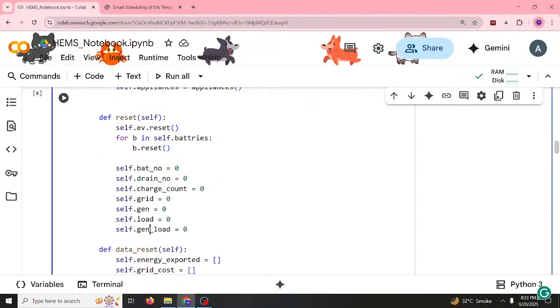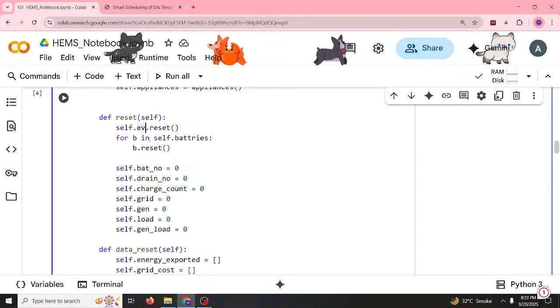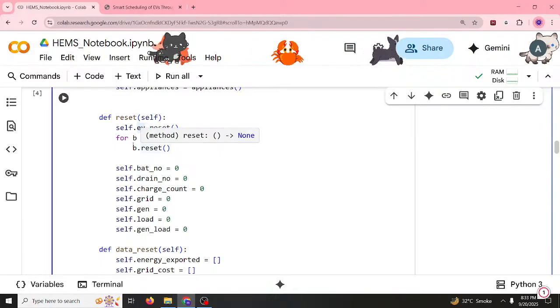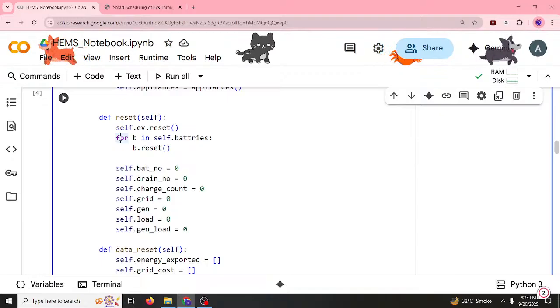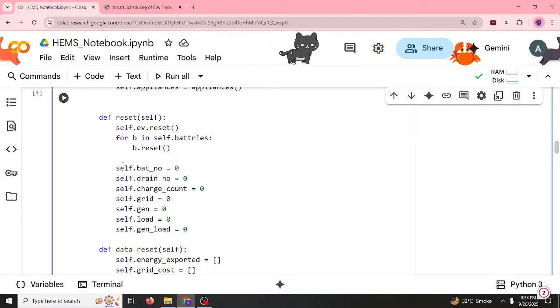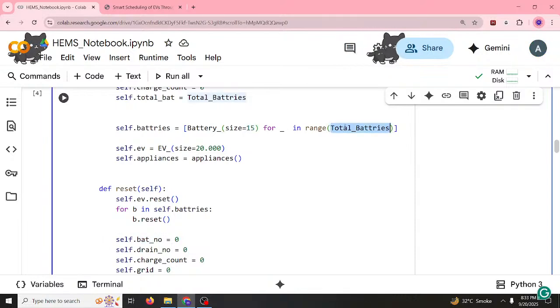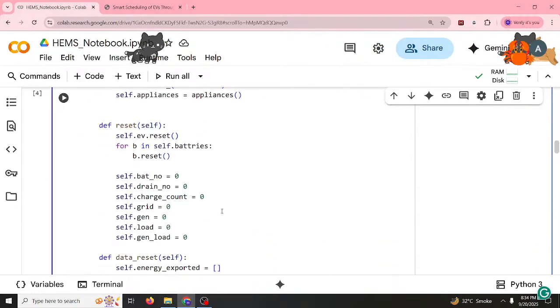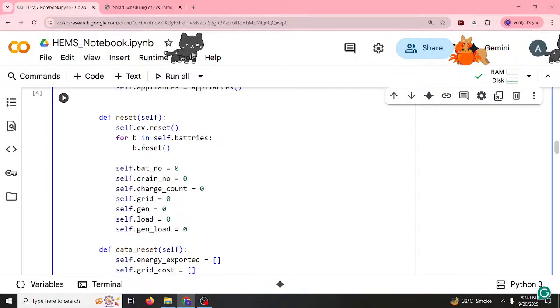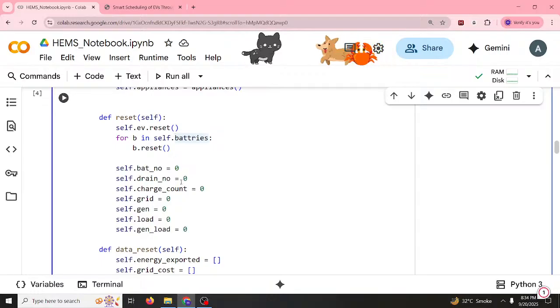So here, as per my understanding, I have to reset my EVs, so that I am at the start, at the zero charging state of EVs, at the zero charging state of batteries. Then you see that we have total batteries here, I guess three. We have these three batteries in total. So yeah, we reset the batteries.